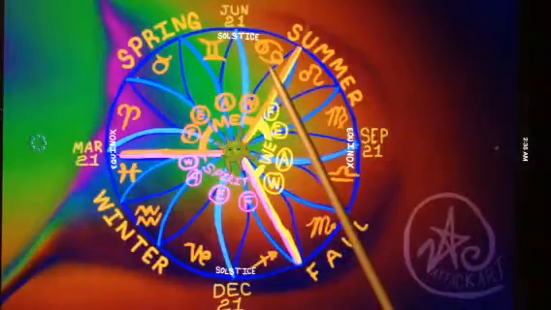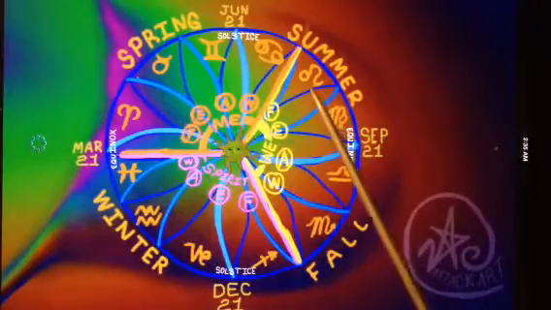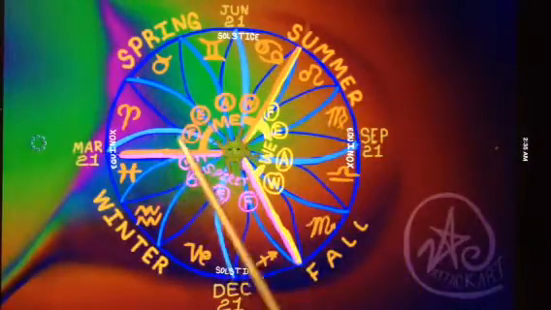So now, Aries is a fire sign. Taurus is an earth sign. Gemini is an air sign. Cancer is a water sign. So, Aries is a cardinal fire sign. And then Leo would be a fixed fire sign. And Sagittarius would be a mutable fire sign. And I'll just do one more here, but you get the idea.